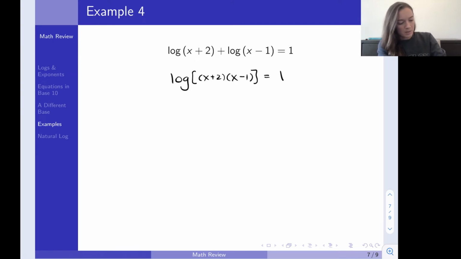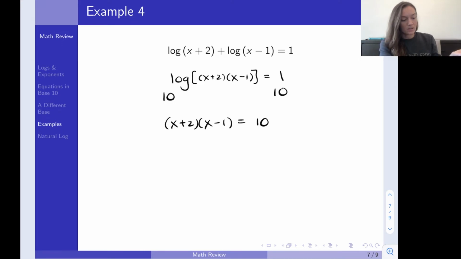And now I would exponentiate, so I have 10 and 10 here. So then I have x plus 2 times x minus 1 is equal to just 10 to the 1, which is 10. And now this is sort of like a quadratic, so I can just factor this and solve it like a quadratic. So here I'm going to have x squared minus 1x plus 2x, which will give me plus x minus 2 is equal to 10. So then I'll have x squared plus x minus 12 is equal to 0.